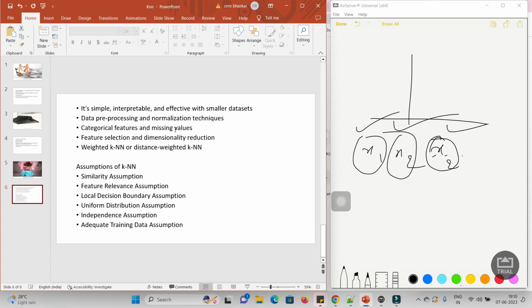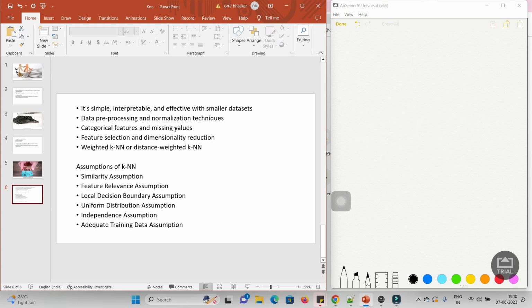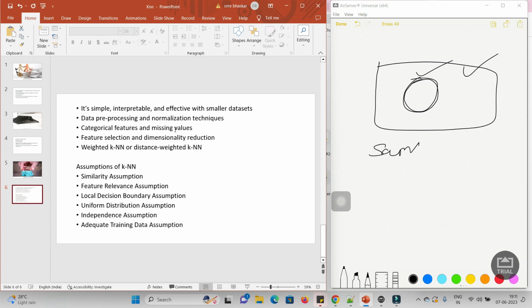Next assumption, adequate training data assumption. The algorithm assumes that the training data is representative of the population or problem domain. That means if this is our population, this is our sample, this sample is representative of the population. Okay, that is this assumption.